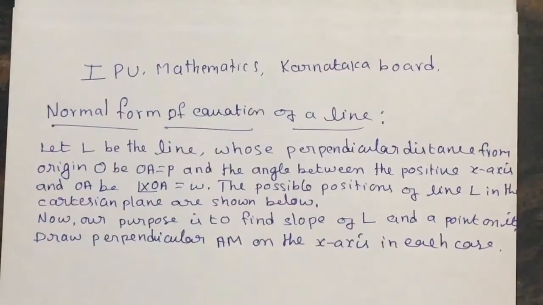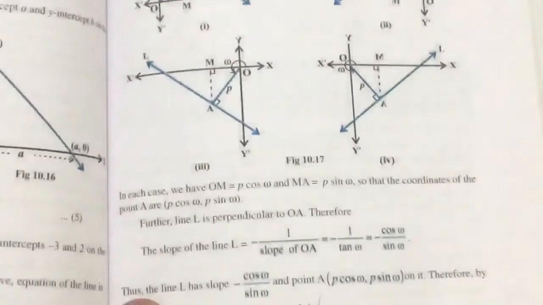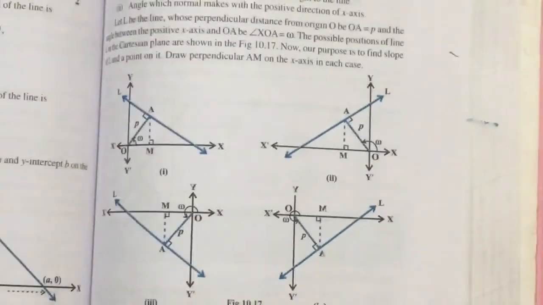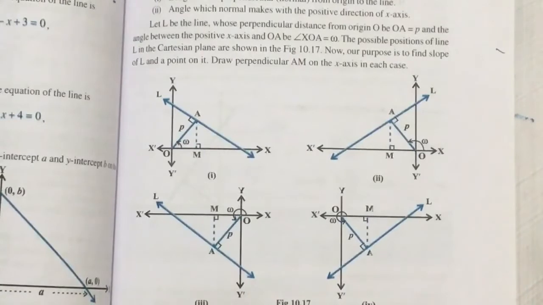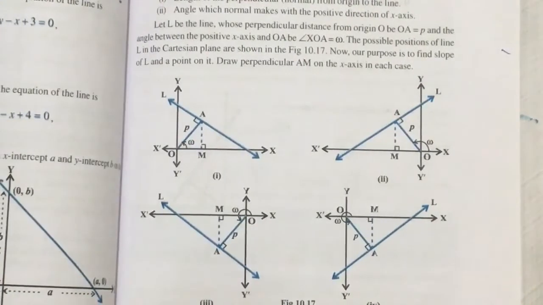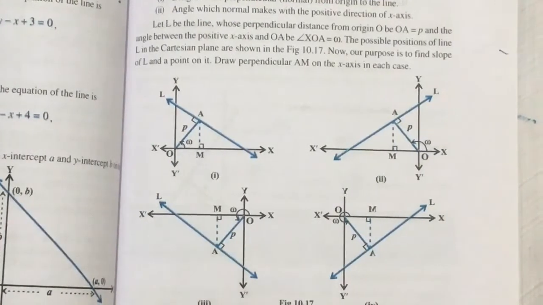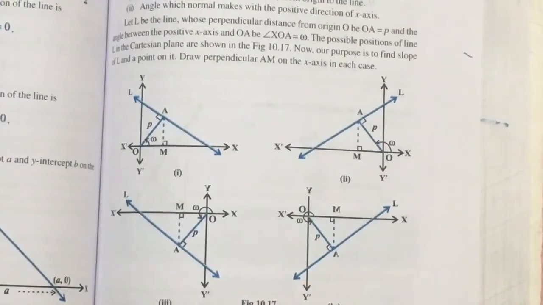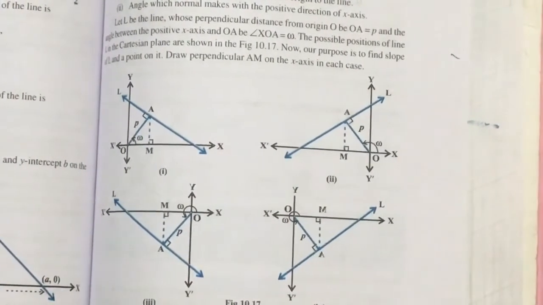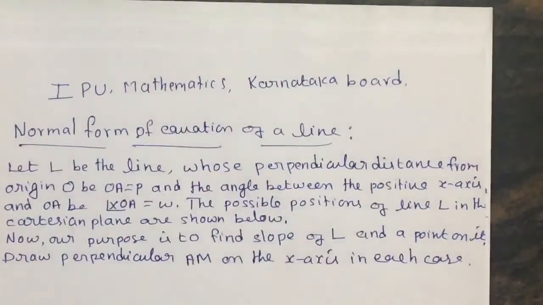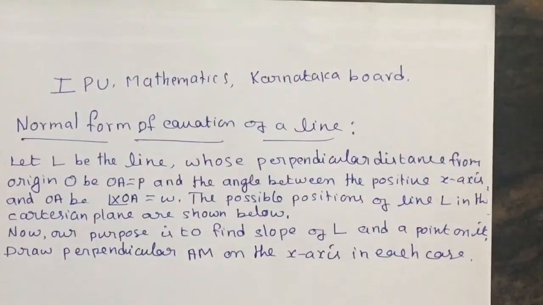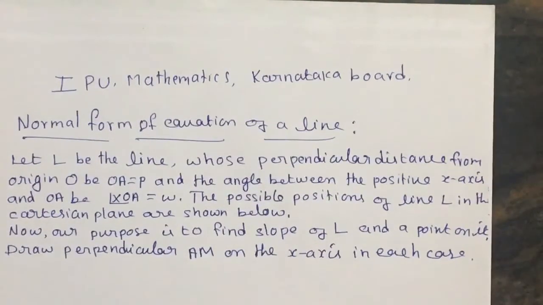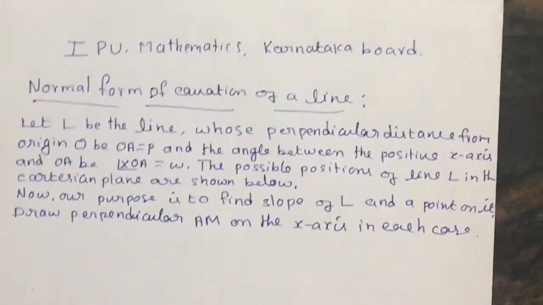So that is already shown for you in the textbook. Now I will show you here. These are the 4 possible ways we can draw a line. The purpose is to find the slope of the line L and a point on it. Now we'll derive this one. For examination you need not write all these 4 diagrams, you can take down any one of these. Now first thing, let L be the line. First we shall draw one diagram, then we can explain this statement.